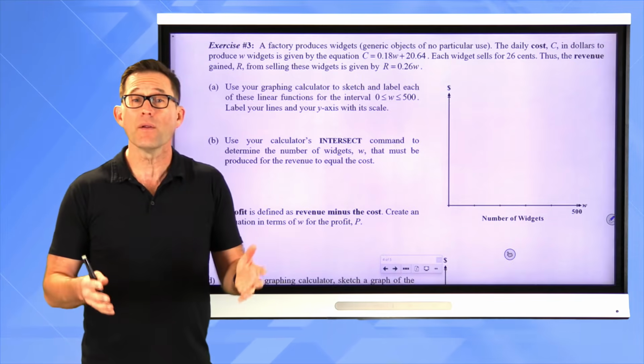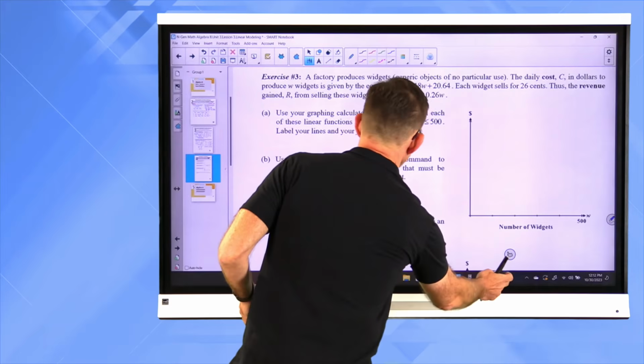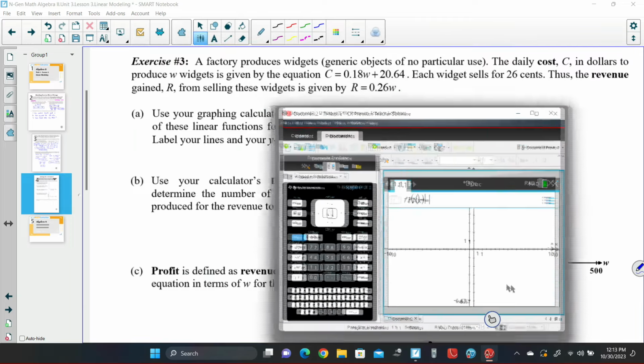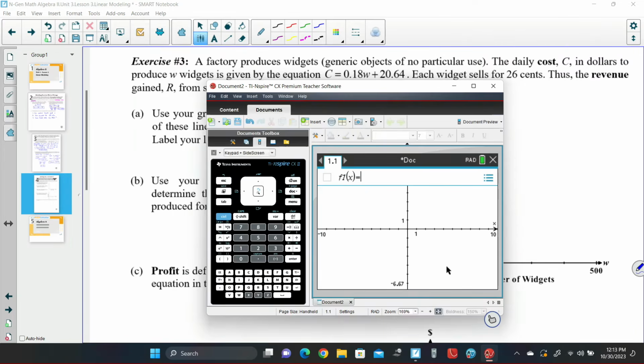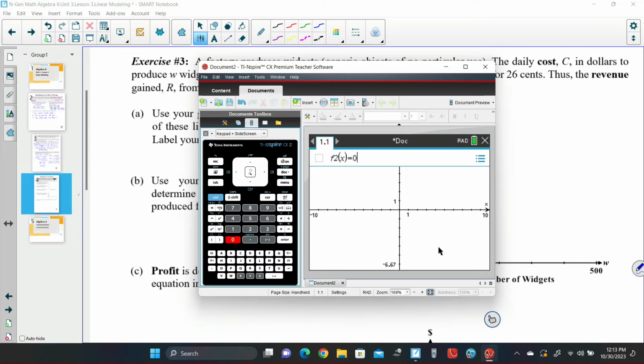All right, well, let's play around with it. And as I said, one thing that might make sense right away is to play around with figuring out what that window should be. Now I'm going to put the two functions in. I think I'm going to put the cost function in as F1. So I'm going to put 0.18x plus 20.64. All right, and F2 is just 0.26 times x.